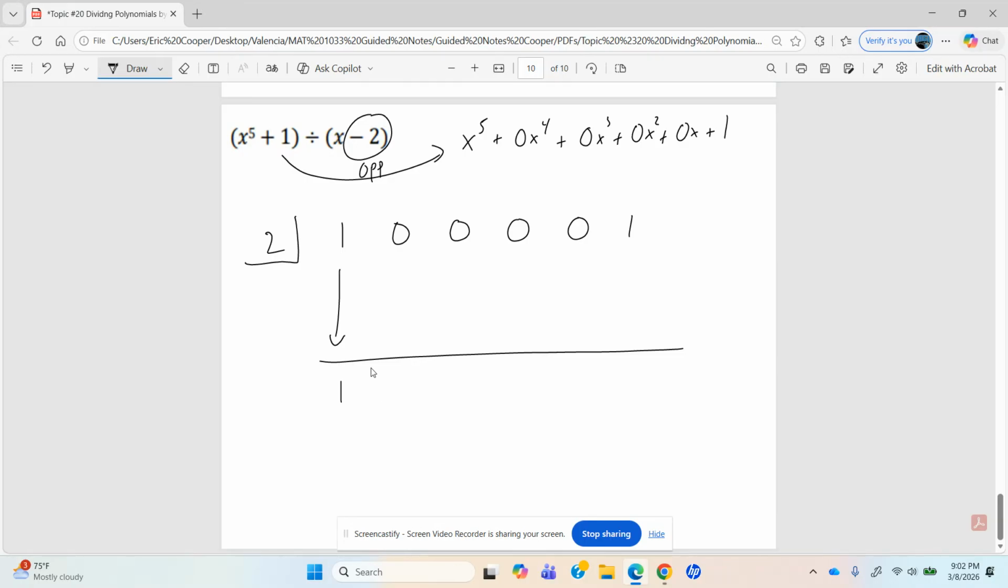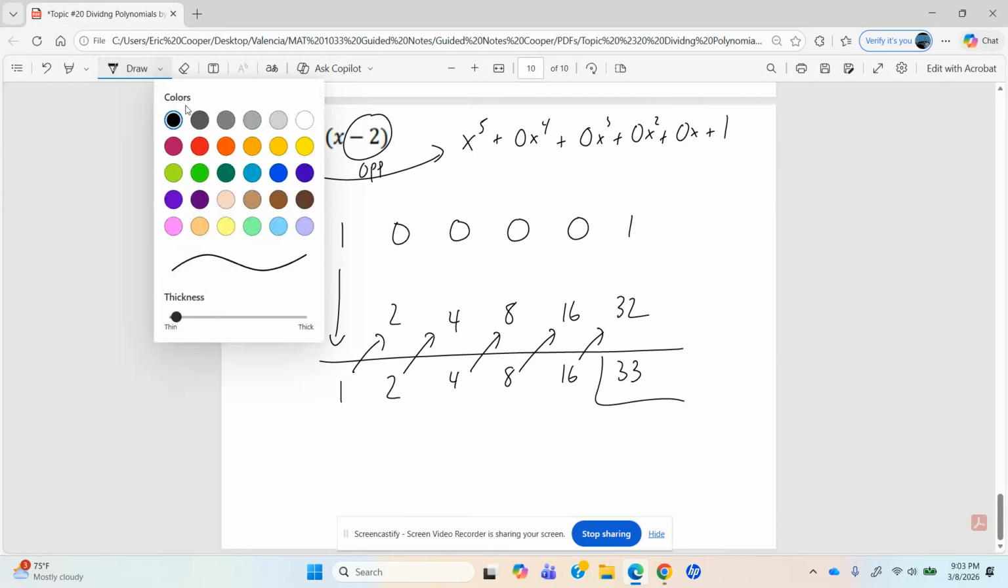We'll bring down the first one. We'll always multiply by 2. So 1 times 2 is 2. 0 plus 2 is 2. 2 times 2 is 4. 0 plus 4 gives me 4. 4 times 2 gives me 8. 0 plus 8 gives me 8. 8 times 2 gives me 16. 0 and 16 make 16. 16 and 2 make 32. And 1 and 32 make 33. And we'll make sure we box off the end here.